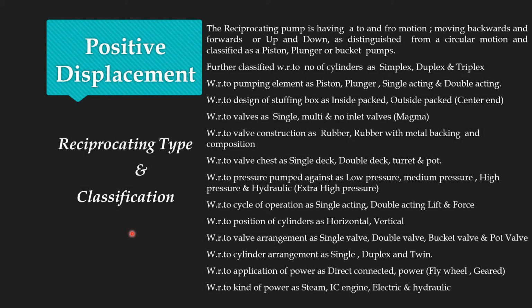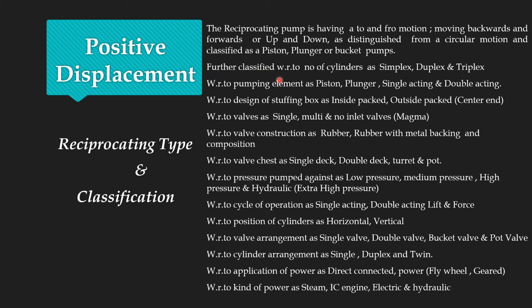In this episode, we will look at the positive displacement pump, reciprocating type. Here you can see the reciprocating type and its classification. The reciprocating pump has a to-and-fro motion, or moving backward and forward, or up and down, as distinguished from a circular motion, and is classified as a piston, plunger, or bucket type pump.